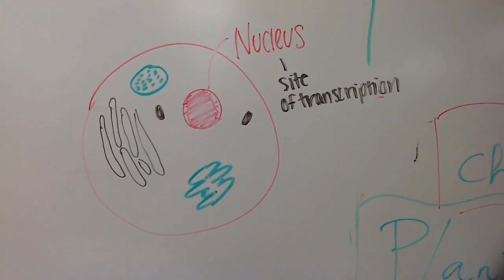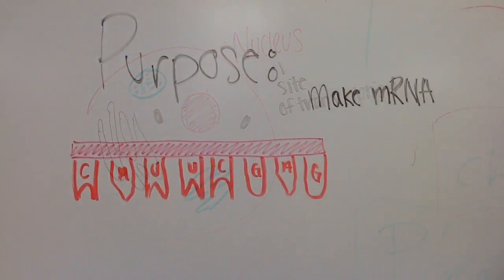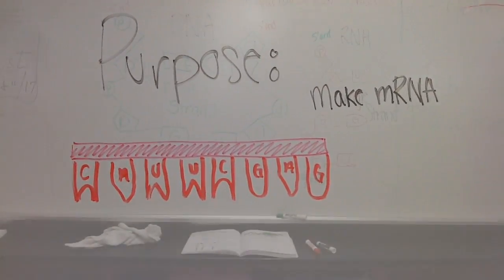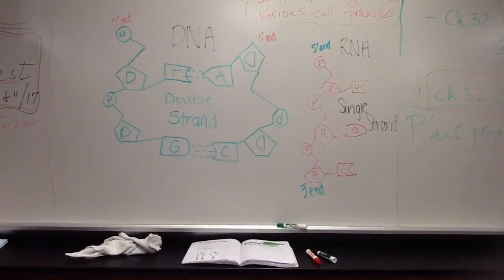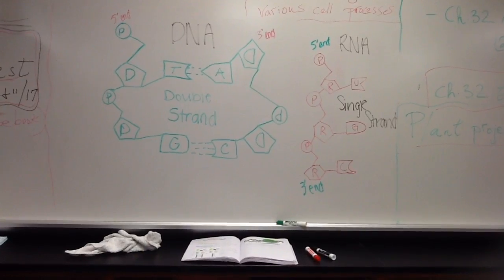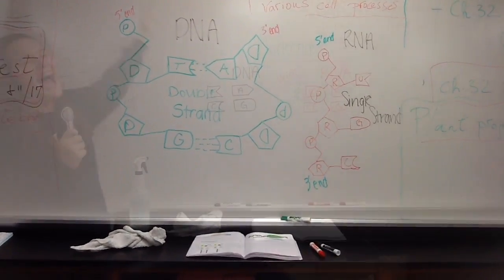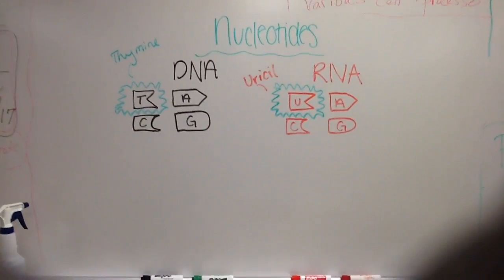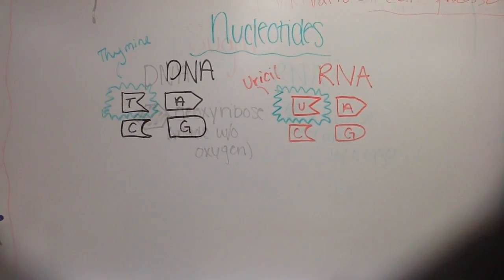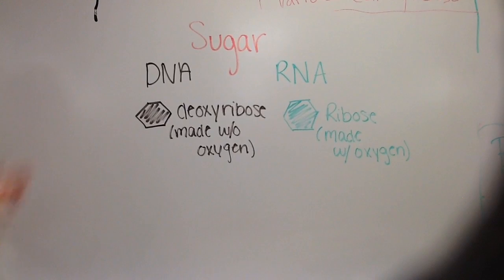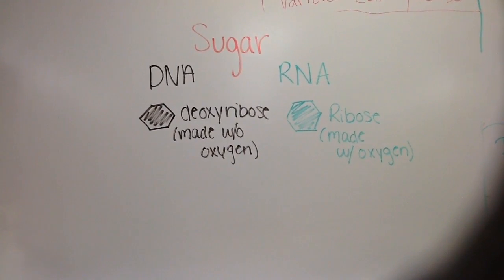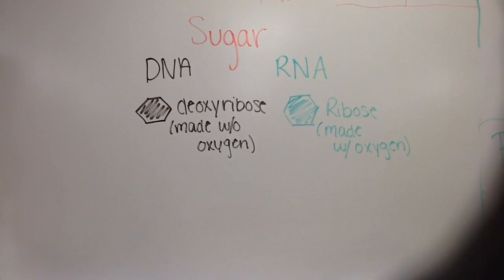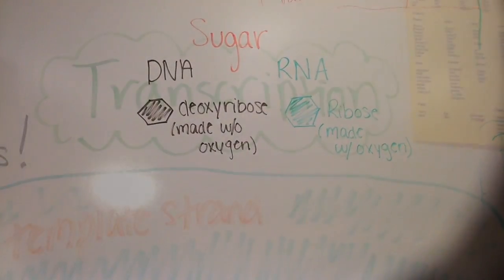Transcription takes place in the nucleus of a cell. Its purpose is to make mRNA, or messenger RNA, from DNA. The RNA is structurally different than DNA because it is single-stranded, whereas DNA is double-stranded. Additionally, DNA has the base thymine, and RNA has uracil that make up nucleotides. The last difference between the two is the type of sugar. DNA has deoxyribose, which does not contain oxygen, while RNA has ribose inside its nucleotide.